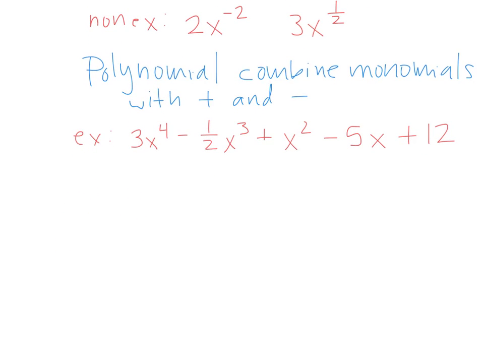Some more definitions: each monomial individually is called a term. It's easier to say than monomial, so we'll just use that word term instead of monomial. So 3x to the fourth would be the fourth degree term of that polynomial. The x squared would be the squared term, and the 12 would be the constant term.